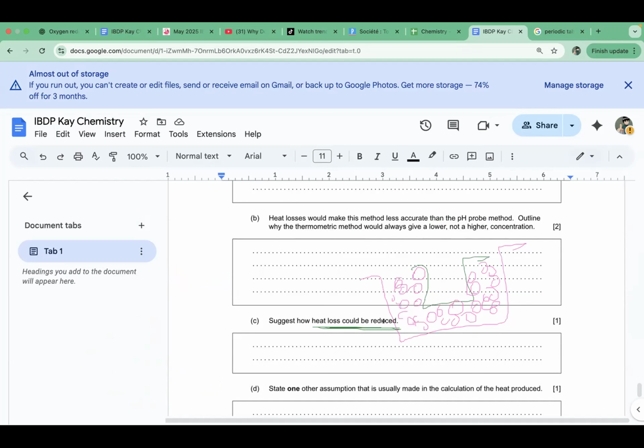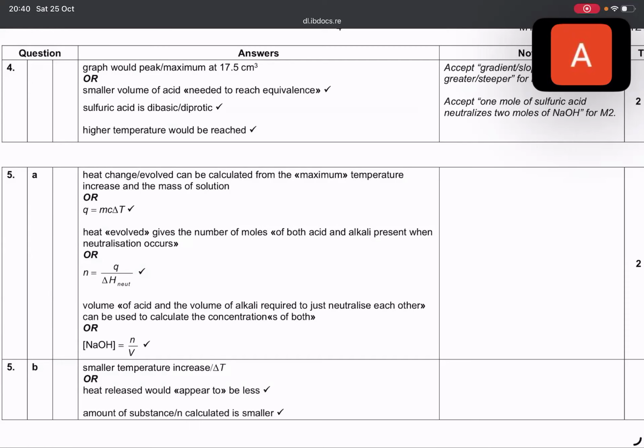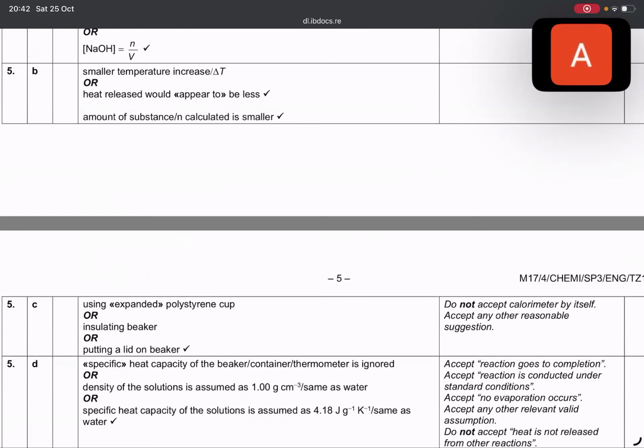State one other assumption that is used to make the calculation of the heat produced. Tell me, what do you think? The assumption that no heat is lost. This is the thing you have to know, isn't it? If you have to take into assumption, heat will be lost, right? We take an assumption that no heat is lost to the surroundings. That's the assumption we make. See, you can use an insulated beaker or glass wool also. Okay.